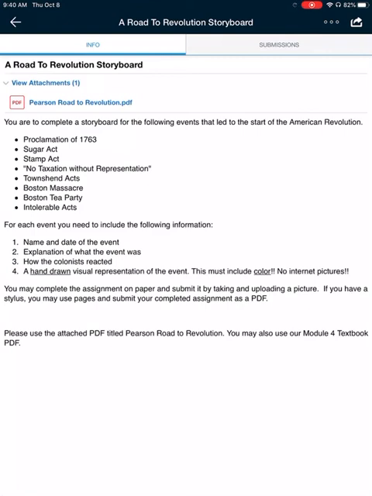storyboard for. If you want to do it on multiple pieces of paper, if you want to do two or three events to a piece of paper, that's fine, as long as each event has all four things that you need to include: the name and date of the event, the explanation of what it was, how the colonists reacted to it, and then a hand-drawn picture that represents the event. And then of course, submitting it.